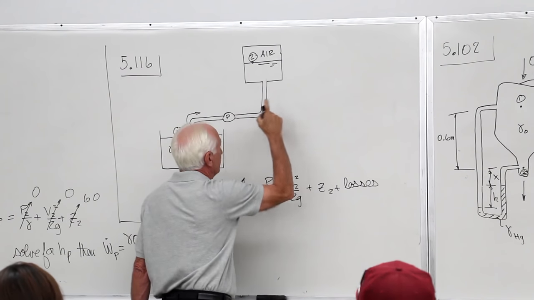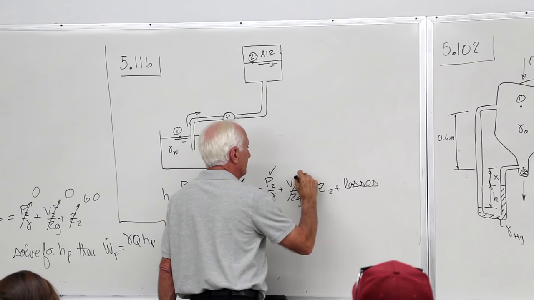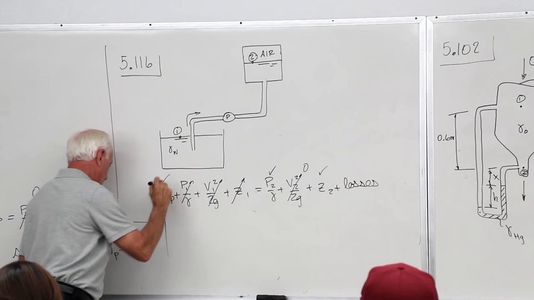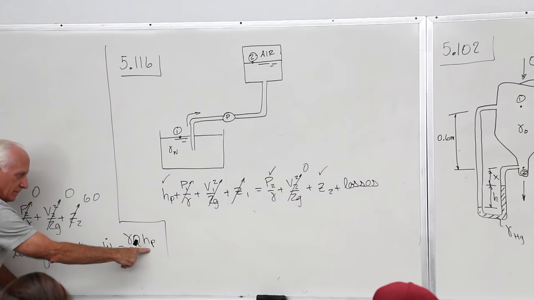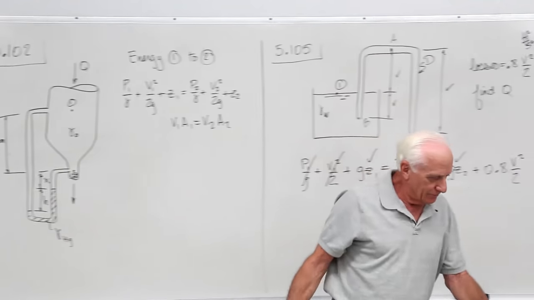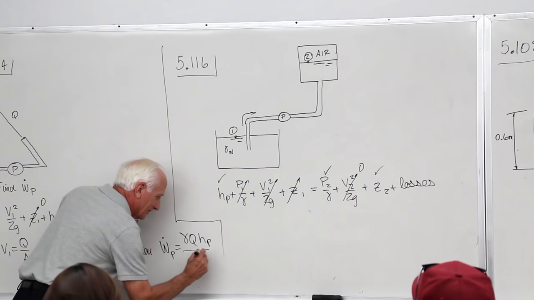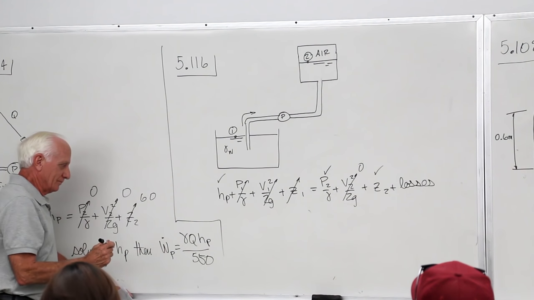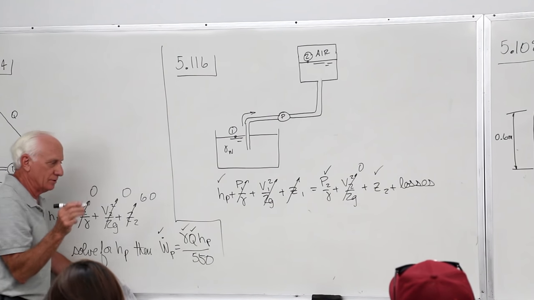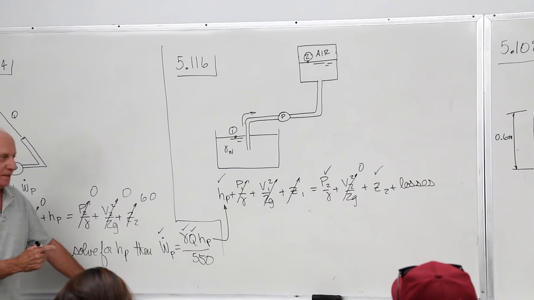P2 is not zero, it's 2 atmospheres. Okay, got it. V2, yeah, that's zero. Z2, got it. HP, I know what it is. It's right here. 3 horsepower. Now you have to play the 550 game. Okay, there's 550. I know this value, got it. I know gamma of water, got it. He gave me Q, got it. Solve for HP. Okay, not HP, I know it, check mark.